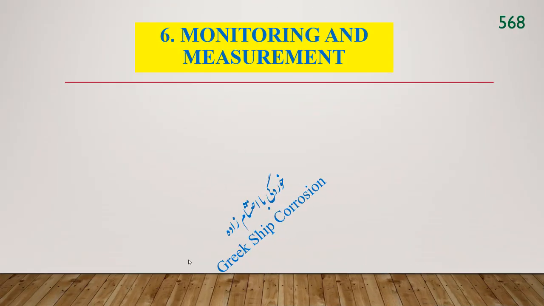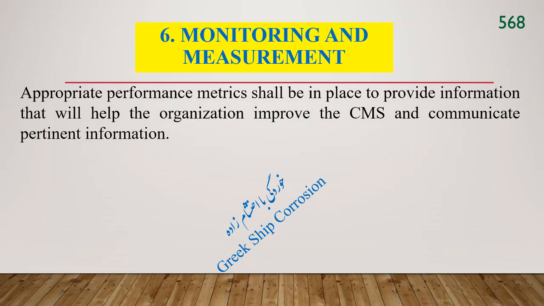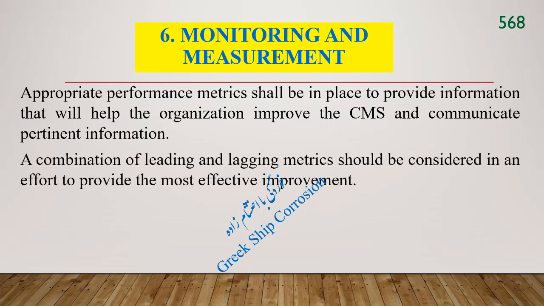6. Monitoring and measurement. Appropriate performance metrics shall be in place to provide information that will help the organization improve the CMS and communicate pertinent information. A combination of leading and lagging metrics should be considered in an effort to provide the most effective improvement.